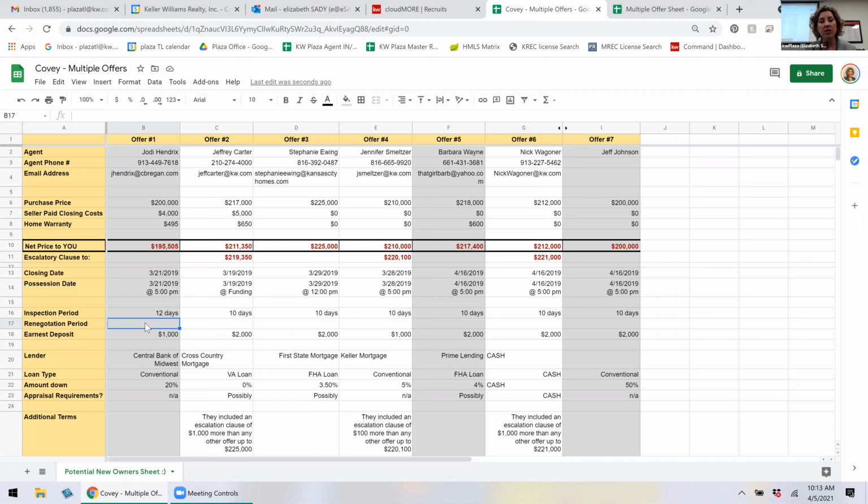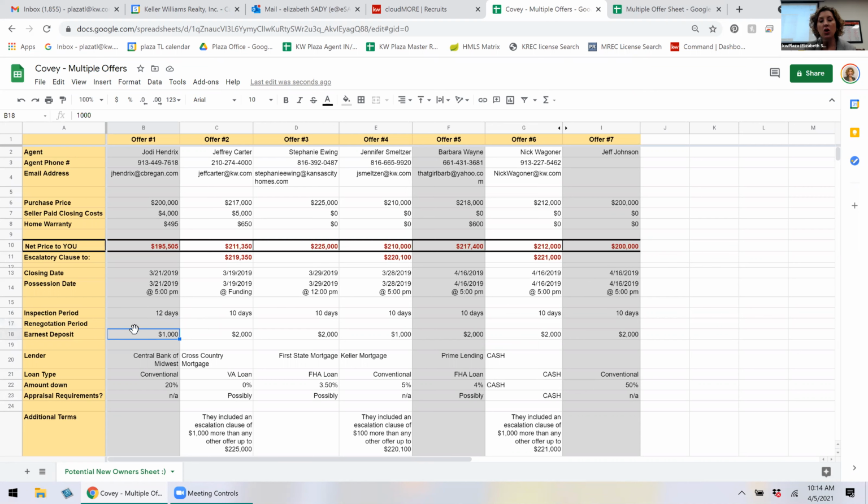And noting that with agents trying to be really competitive with their offers, the agent that's willing to do a 5-day inspection period and a 3-day renegotiation period would be a benefit to someone whose other terms are very, very similar. And so having a place that you can talk through that with a client would be helpful. So again, inspection period, and you can see here across these offers, someone had a 12-day inspection period and everybody else is pretty standard at 10 days.